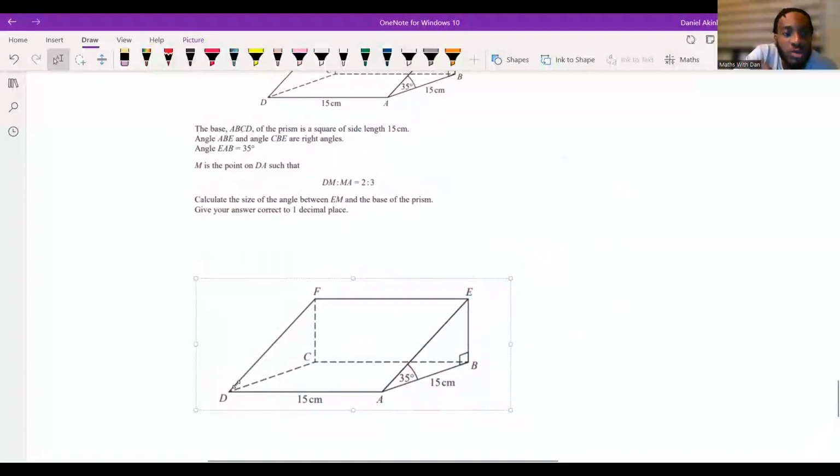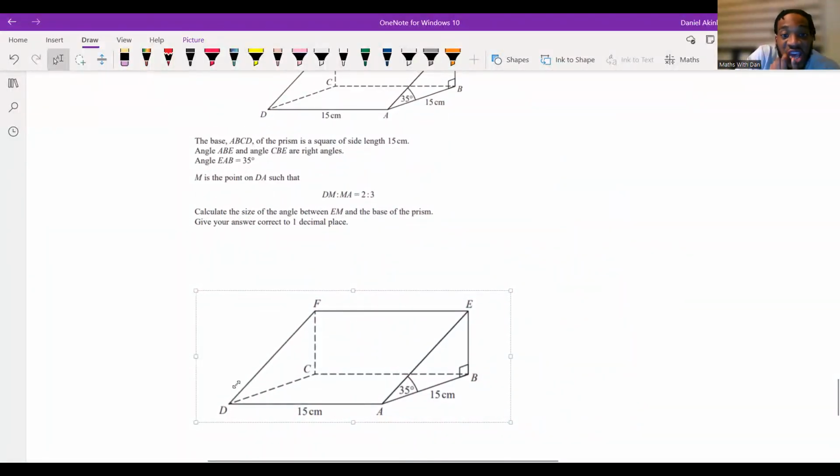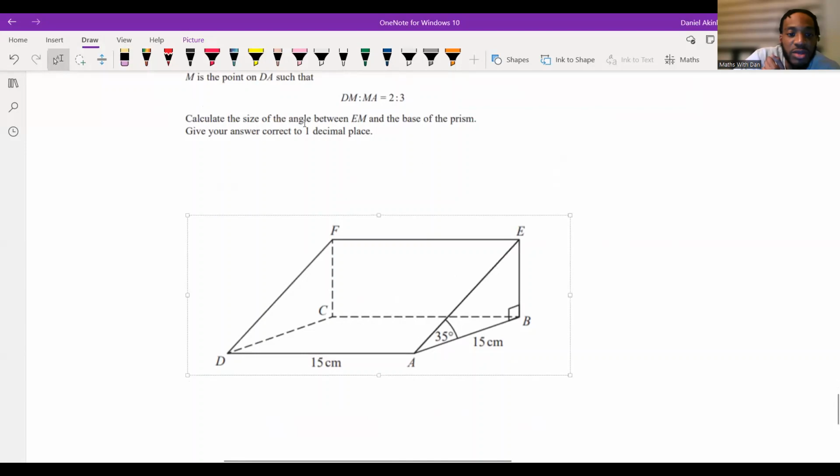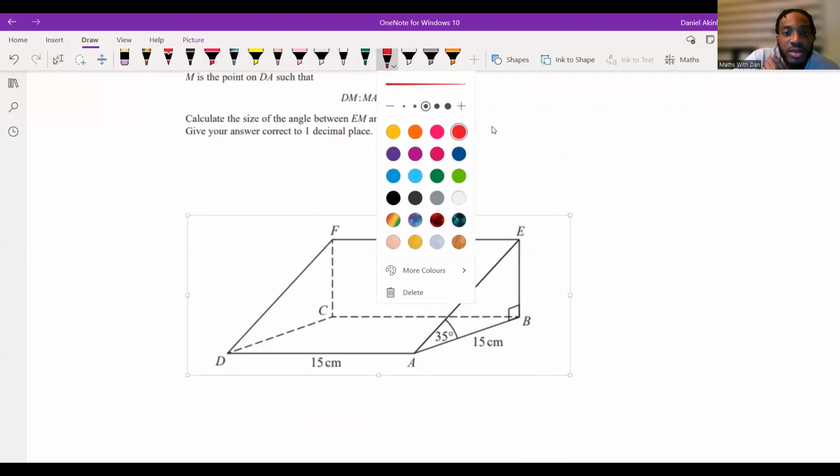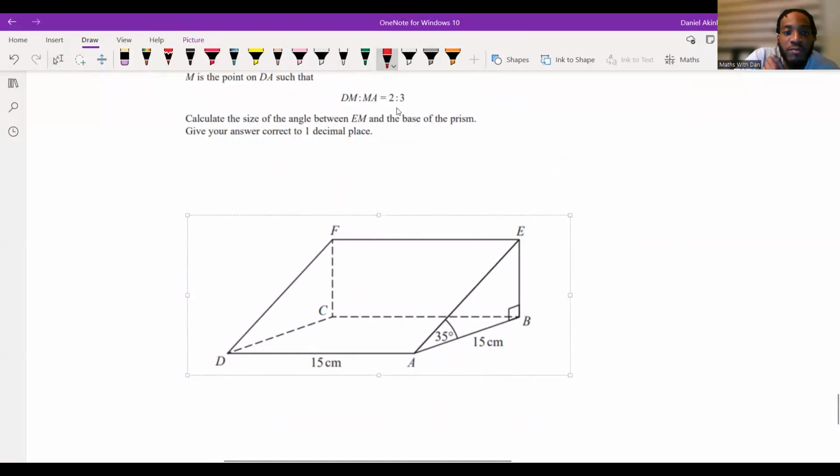So M is along DA such that DM to MA is 2 to 3. If I get a point M in the ratio 2 to 3, remember what ratios are? It's like parts. DM is 2 parts and MA is 3 parts. So roughly speaking, M will be around here. This will be 2 parts, DM, and then this will be 3 parts.